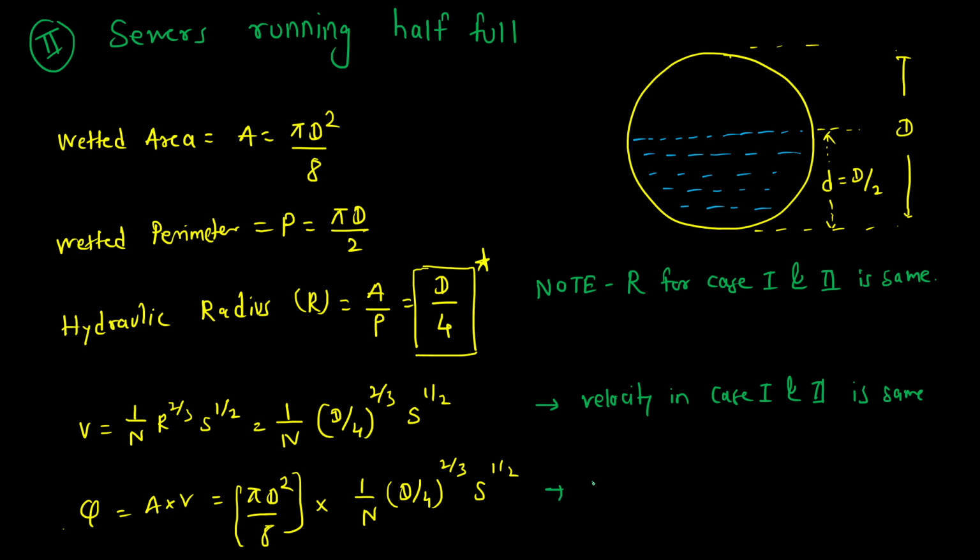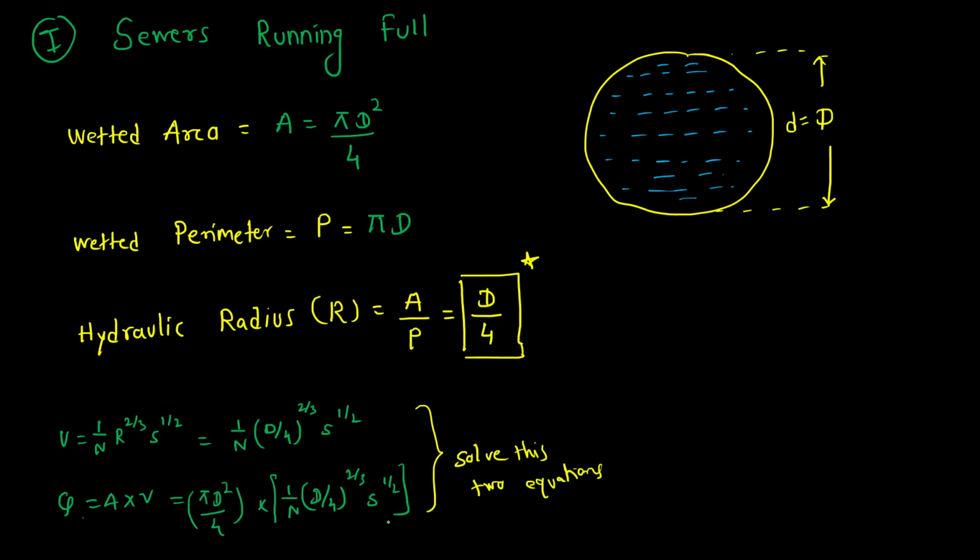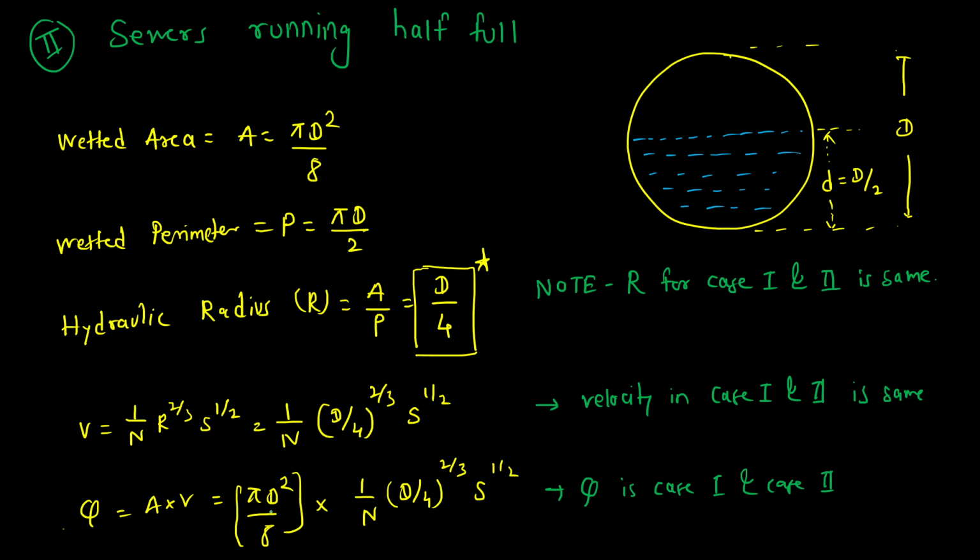However, discharge, that is Q, in case 1 and case 2, are they same or different? So you can see velocity is same, but if you look at this weighted area, it is pi d square by 4 in the first case, in the second case it is pi d square by 8. So it is not same. So these 3 points are very important: which things are same and which things are different in the first two cases.